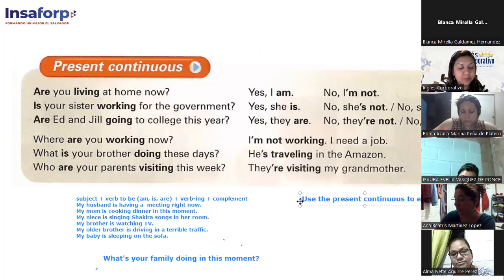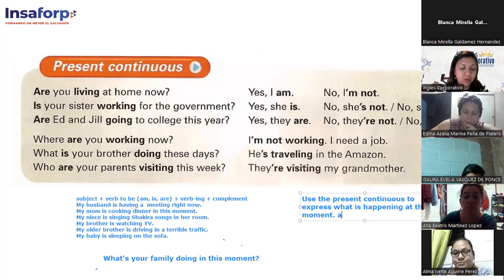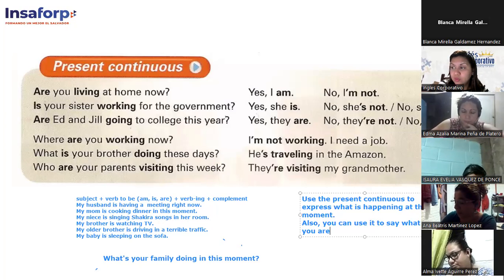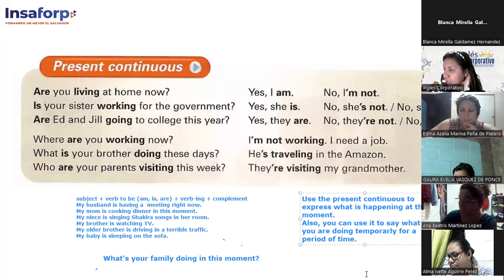Continues to express what is happening at the moment. What is happening at the moment? Also, you can use it to say what you are doing temporarily, for a period of time. Okay, so those are the uses of the present continuous.